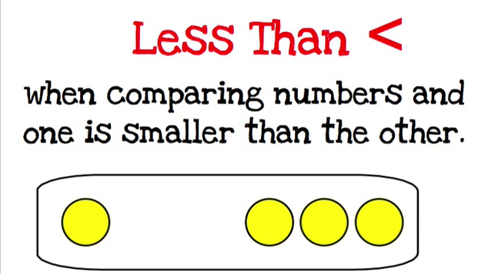Less than. This is the less than sign. Less than means when comparing numbers and one is smaller than the other. So 1 is less than 3.